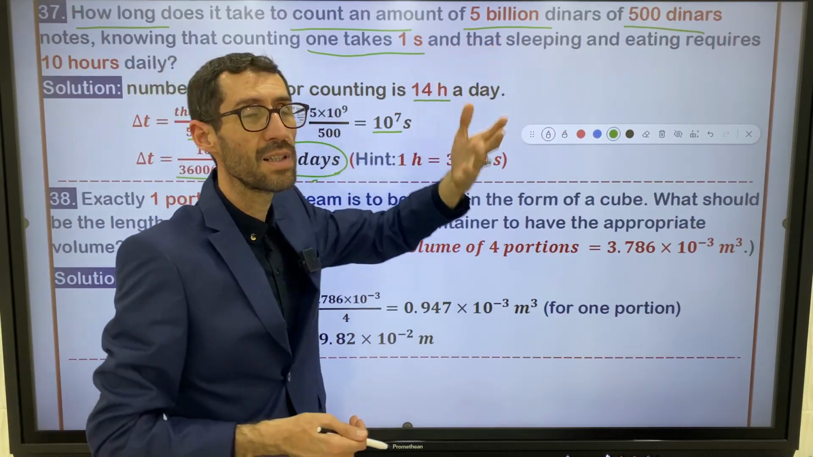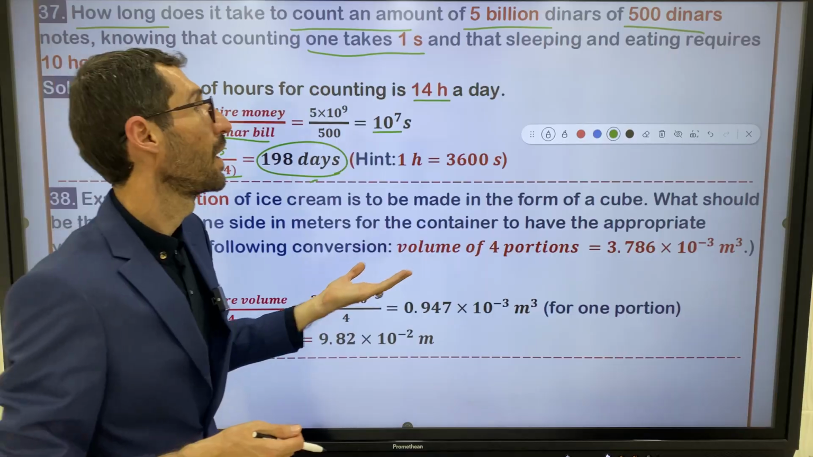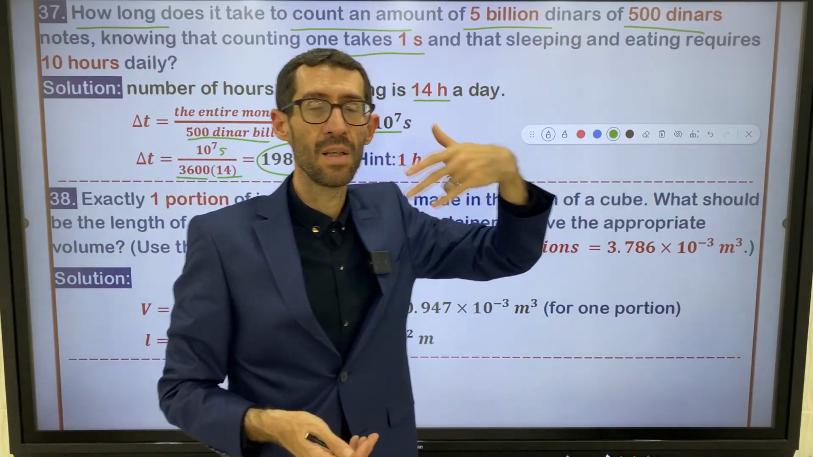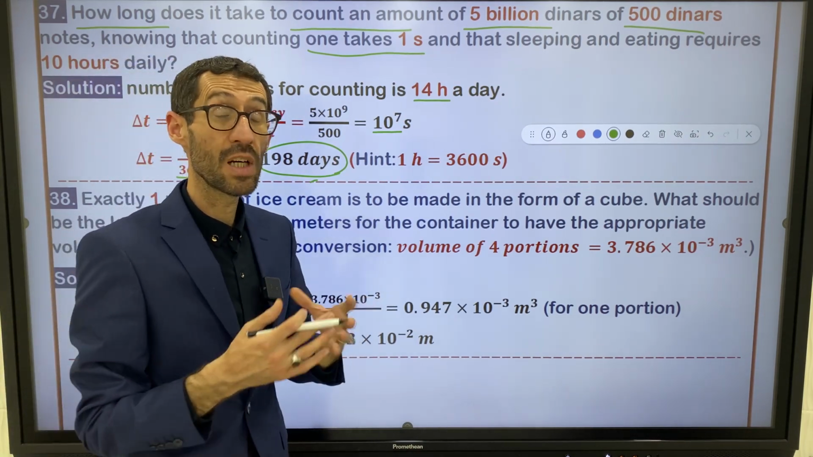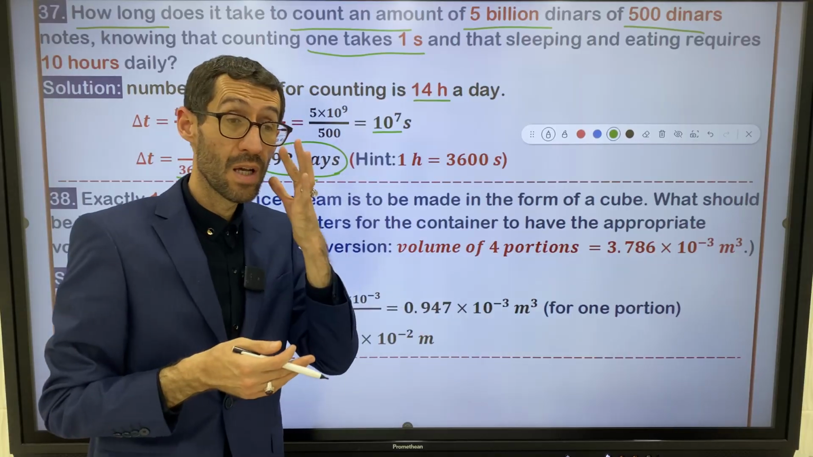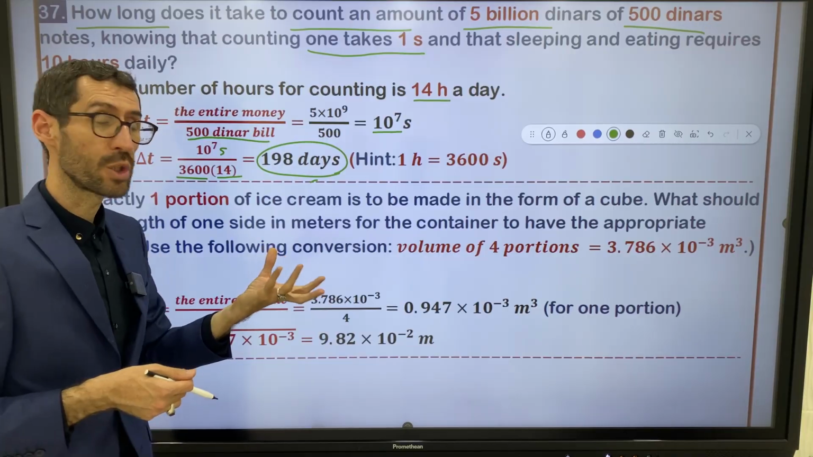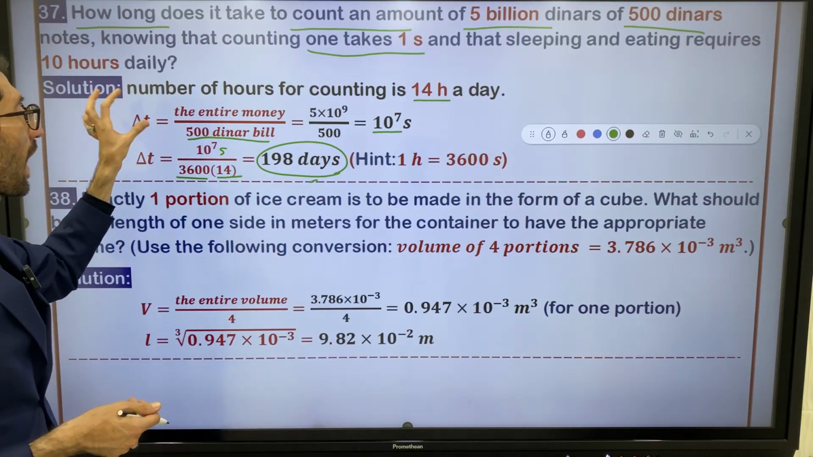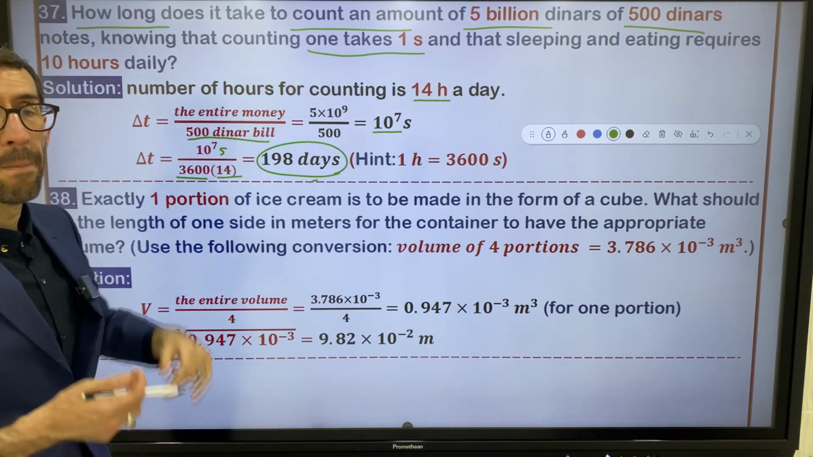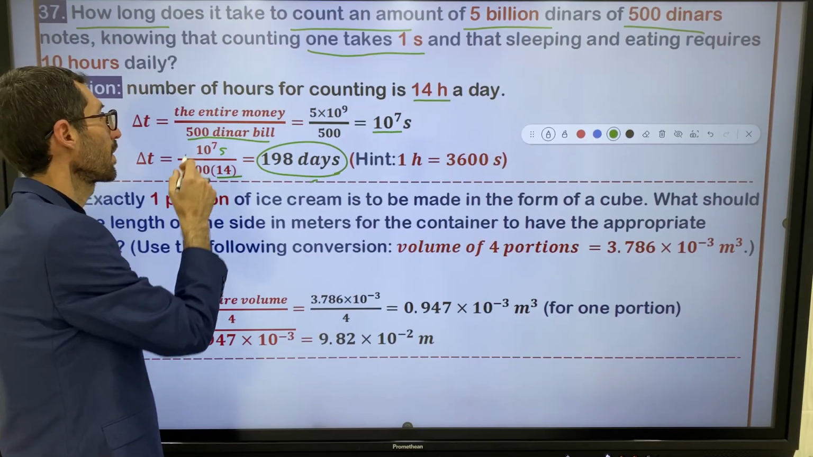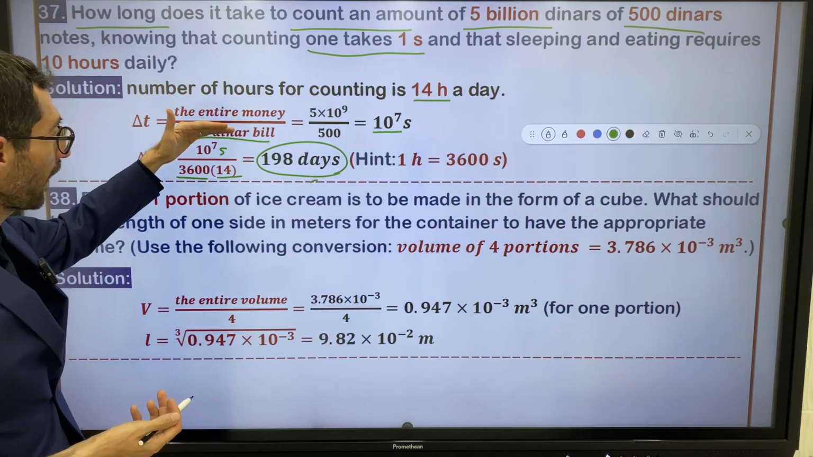Instead of 5 billion, maybe it says 5 million or 4 million. Instead of 500 dinar, maybe the question says 100 dinars, 100 dinars bill, 100 dinars note. So you have to know what you do, right? Firstly, you have to divide the entire money by the bill. Entire money divided by the bill.